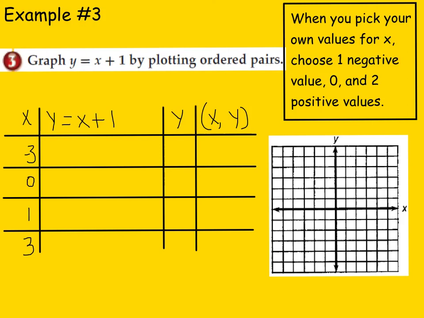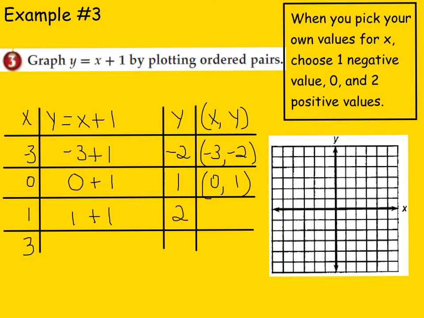Okay, here is our answer. We have negative 3 plus 1, which is negative 2. So that means our first point is going to be negative 3, negative 2. Then we have 0 plus 1, which is 1. That gives us a point of 0, 1. Then we have 1 plus 1, which is 2. And lastly, 3 plus 1, which is 4. So our final point is 3, 4.